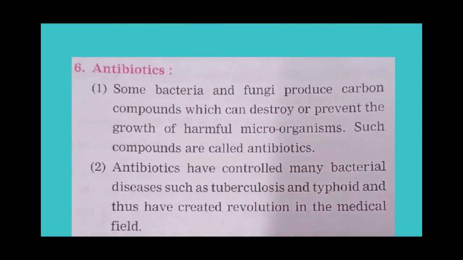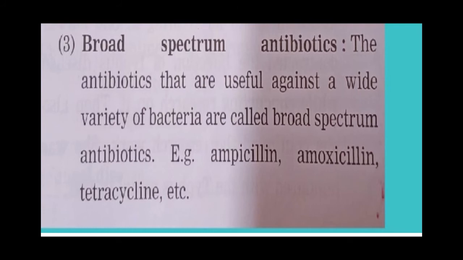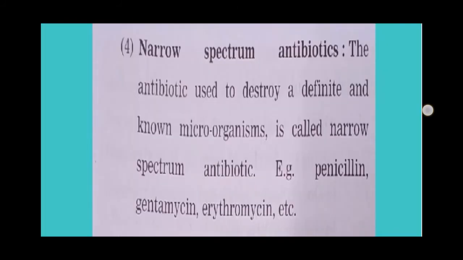Antibiotics. Some bacteria and fungi produce carbon compounds which can destroy or prevent the growth of harmful microorganisms. Such compounds are called antibiotics. Antibiotics have controlled many bacterial diseases such as tuberculosis and typhoid and thus have created a revolution in the medical field. Broad spectrum antibiotics. The antibiotics that are useful against a wide variety of bacteria are called broad spectrum antibiotics. Example: ampicillin, amoxicillin, tetracycline, etc.